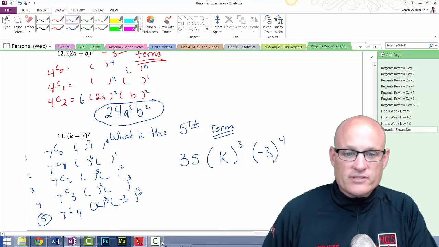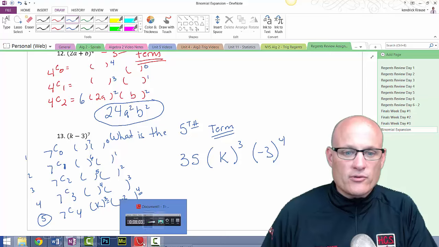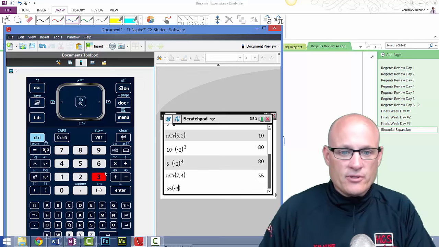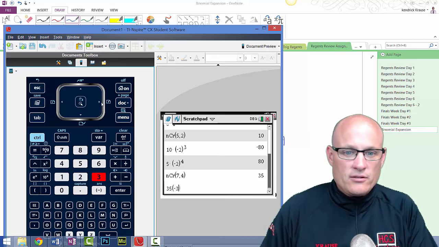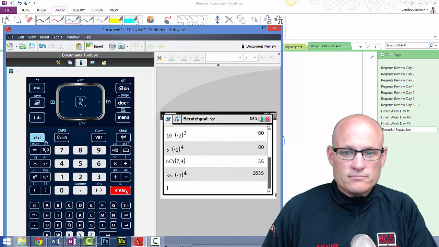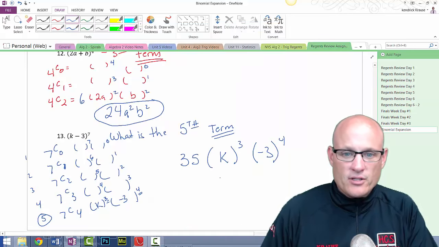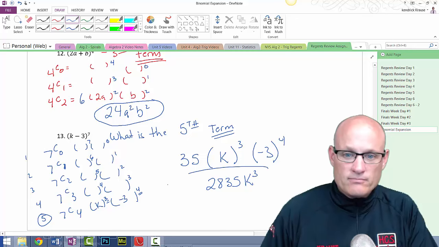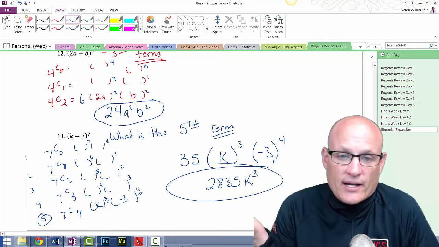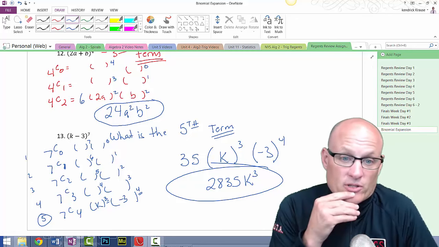So I'm going to go through and type in all the stuff that's a number. So I'm going to type in 35 parentheses, and then it's negative 3, I believe it was to the 4th power, raised to the 4th power, 2835. So 2835 K cubed. And that's all I got to do. And that's how you use combinations in order to do binomial expansion.